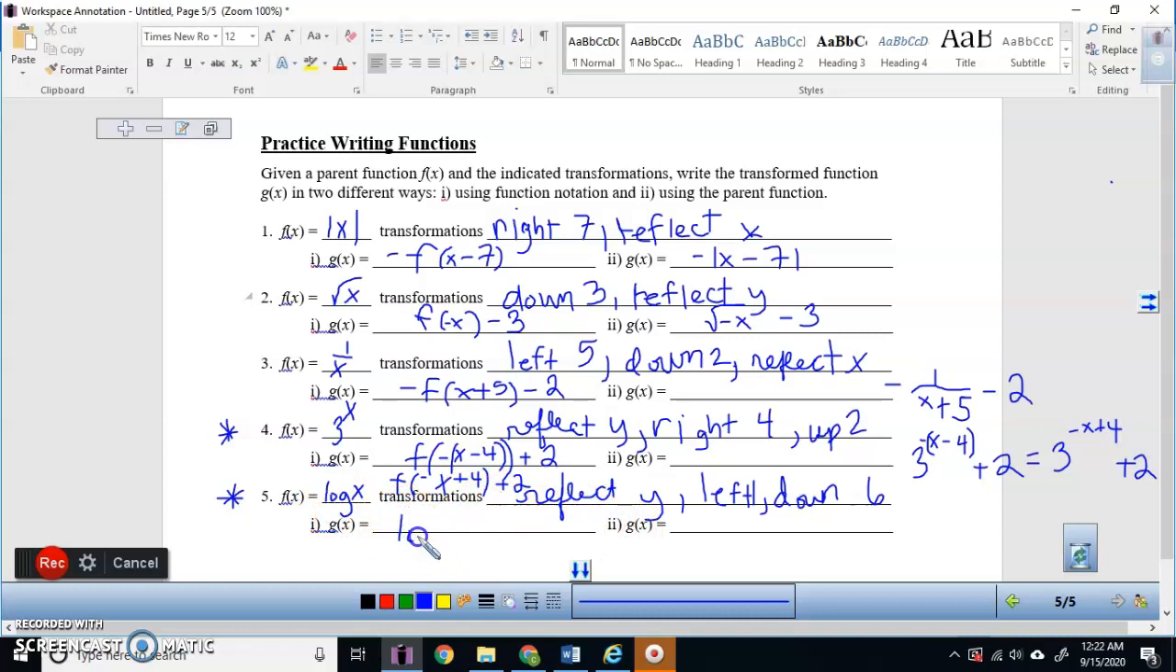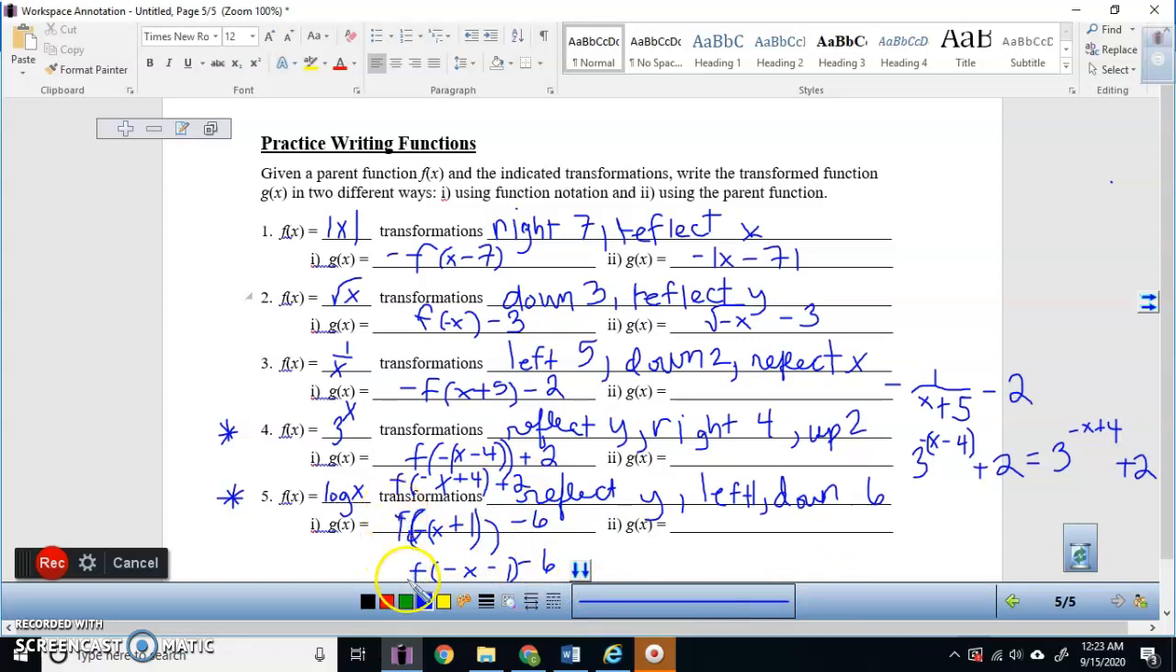So log function, I'm going to start with my f of x. So I know I'm going to have f of x for my function notation. I want it to go left 1, so inside the parentheses I'm going to put x plus 1. But because I'm combining a reflection over y with a shifting left and right, I need to put an extra set of parentheses here, and I need to put a negative out in front of the x plus 1, but after the f. So you can either go ahead and distribute that and write this as f of negative x minus 1 in parentheses, or you can leave it the way that I have it. Either way is fine. And then to make it move down 6, I'm going to put minus 6. Either of these notations will work. It doesn't matter which one you choose.